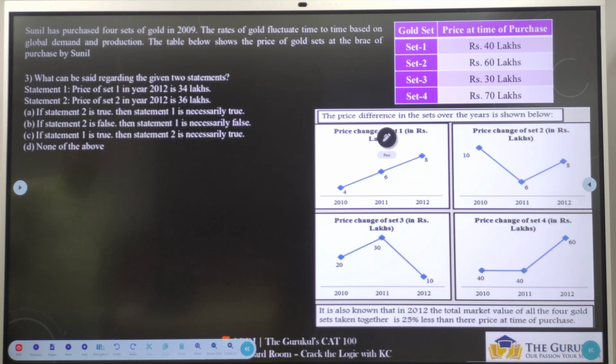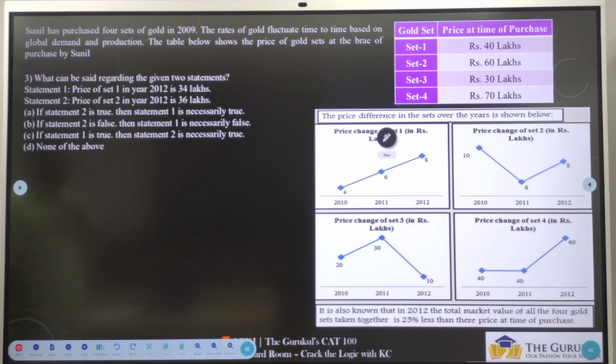Question 3. What can be said regarding the given two statements? Price of set 1 in the year 2012 is 34 lakh. Price of set 2 in the year 2012 is 36 lakh. So your option, the question is not asking us statement 1 is true or statement 2 is true. Look at the options. If statement 2 is true, then statement 1 is necessarily true. If statement 2 is false, then statement 1 is necessarily false. If statement 1 is true, then statement 2 is necessarily true.